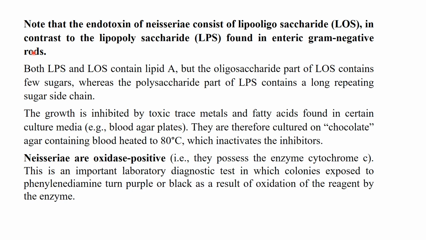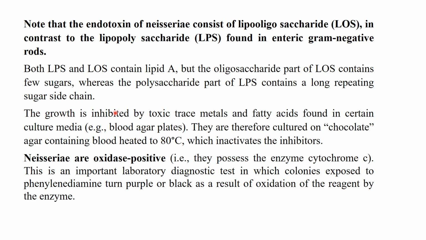Other bacteria all have lipopolysaccharide, but in Neisseria gonorrhoeae the endotoxin is lipooligosaccharide. Both lipopolysaccharide and lipooligosaccharide contain lipid, but the oligosaccharide part of the lipooligosaccharide contains few sugars. The carbohydrate chain has short sugars as compared to the polysaccharide chain, whereas the polysaccharide part of the lipopolysaccharide contains long repeating sugar side chains. So the major difference is that the sugar chain in lipooligosaccharide is short, while in lipopolysaccharide it is long.